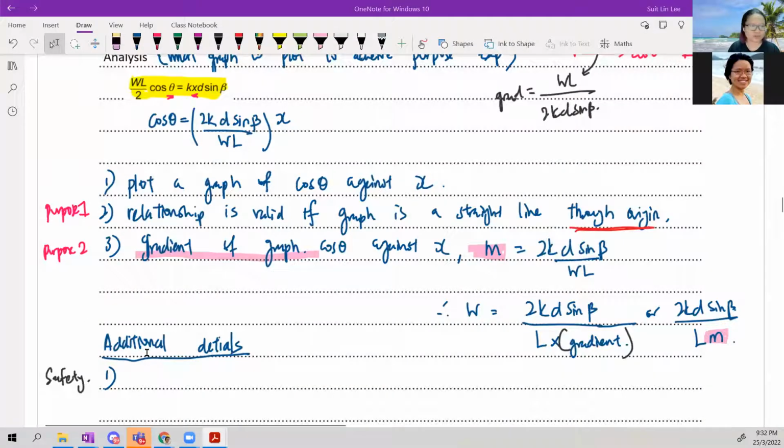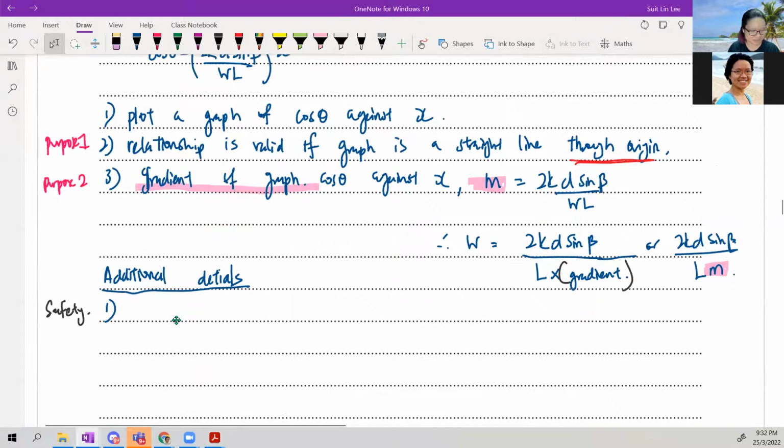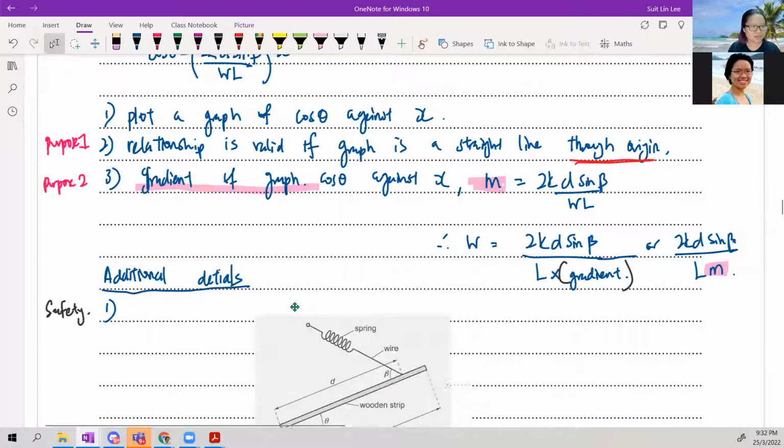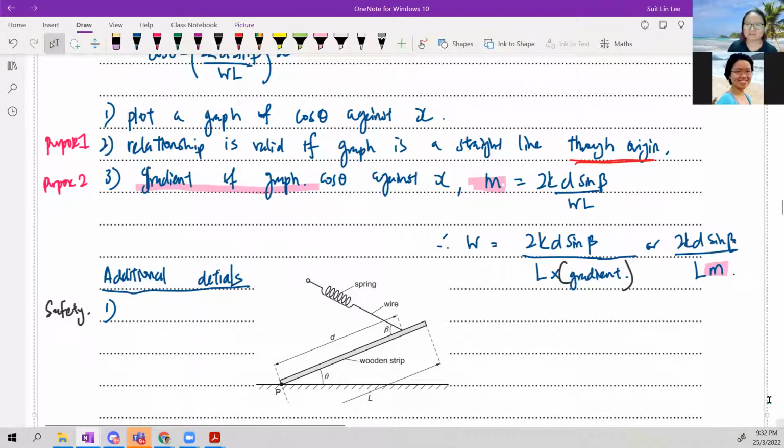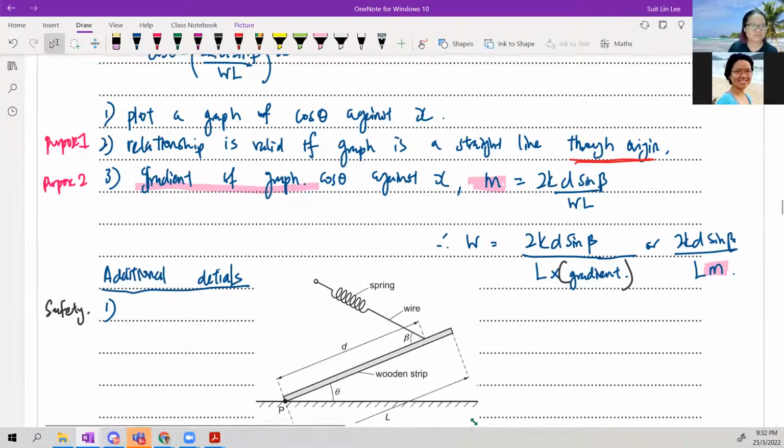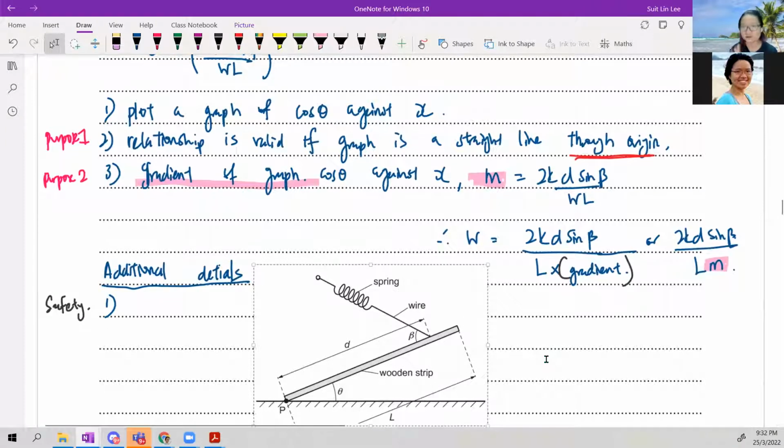Now, if you forget the setup already, I draw for you. Let you see the setup is here. What are possible accidents? Always got safety for that 1 mark. The spring flies. What causes the spring to be dangerous when the spring flies? Which part of the body you don't want it to hit? Ideally, the eyes. Very good. Wear goggles.